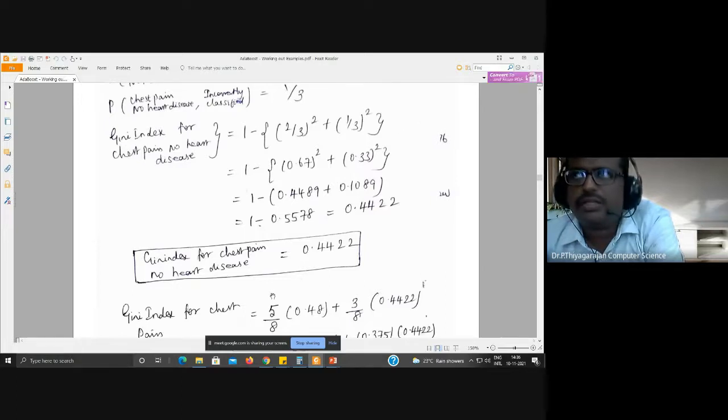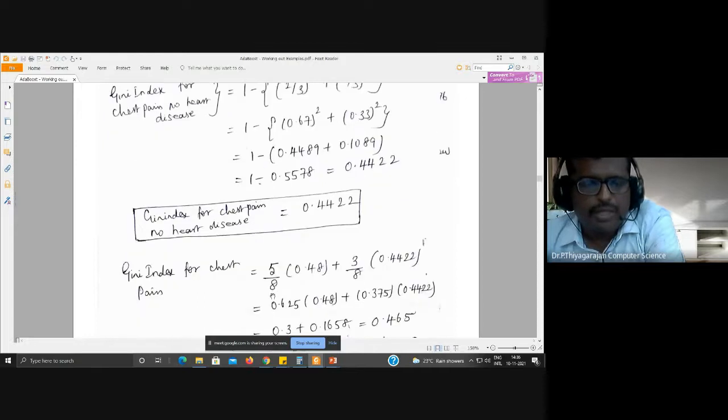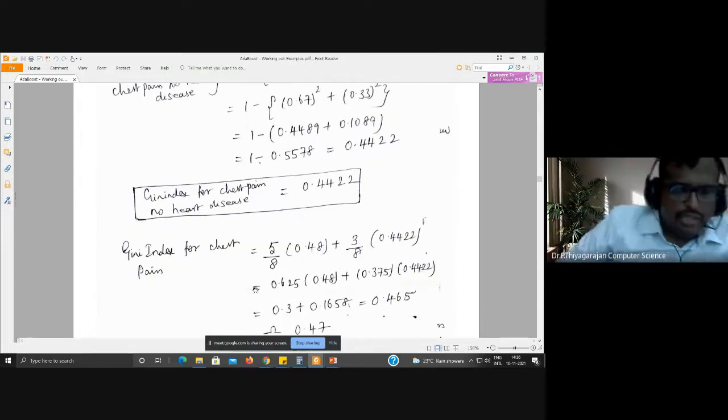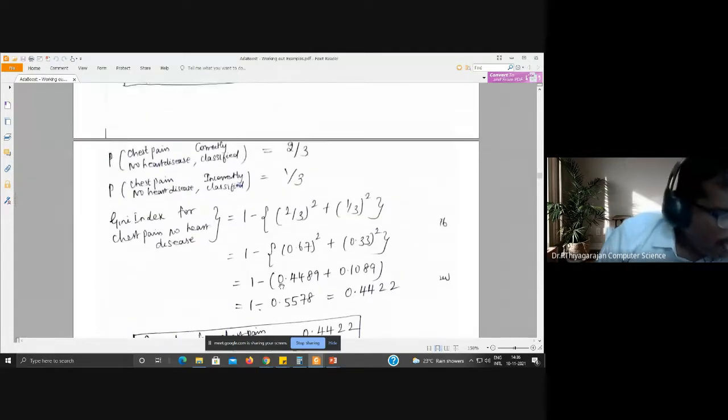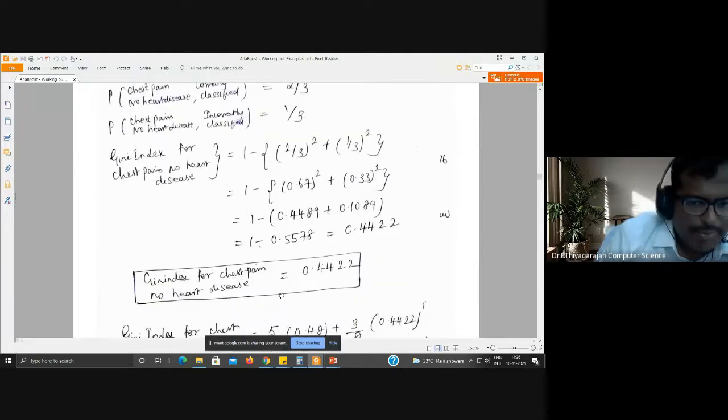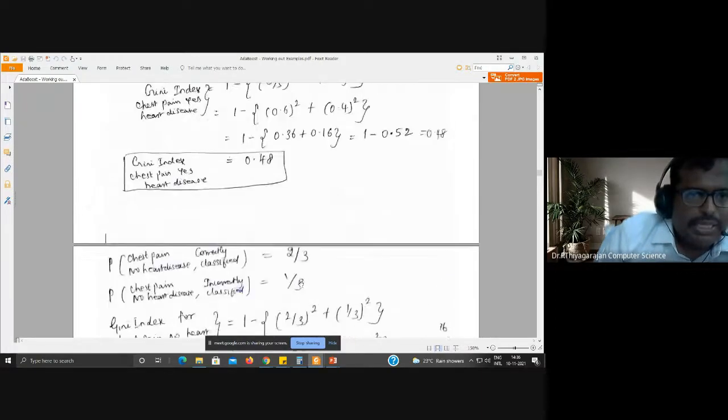Can I proceed? Yes, sir. Similarly, calculate the overall. Now we calculated the Gini index for chest pain yes and chest pain no. Now we have to calculate the Gini index for overall chest pain. It will be nothing but overall how many times yes has occurred. Overall, you have 5 times yes out of the 8 columns. So 5 by 8 into what is the chest pain yes?